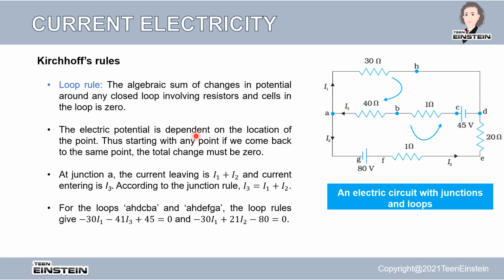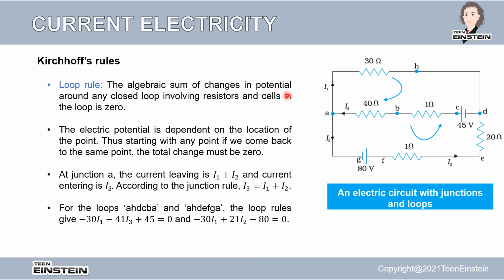The electric potential is dependent on the location of the point. So starting with any point, if we come back to the same point, the total change must be 0. For example, I am starting from here, going through this, this, this, and going here, here, here, and coming back to the same point A. We know that the potential difference depends only on the position and not on the way we take. We talked about this in the previous chapters. It is a conservative force, right? It depends only on the positions. So you start at a point and come back to the same point, the total potential difference is going to be 0. That's what this rule says.